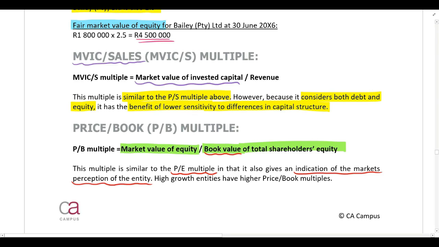If we have a high growth entity, you will have a higher price to book multiple. Because if we have a higher growth entity, shareholders will be prepared to pay more when they buy shares in the company. So the market value of equity will increase, causing the multiple to increase.